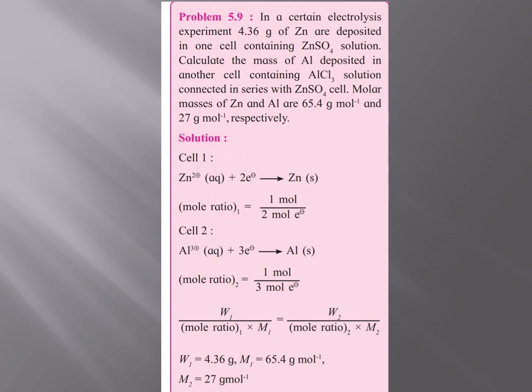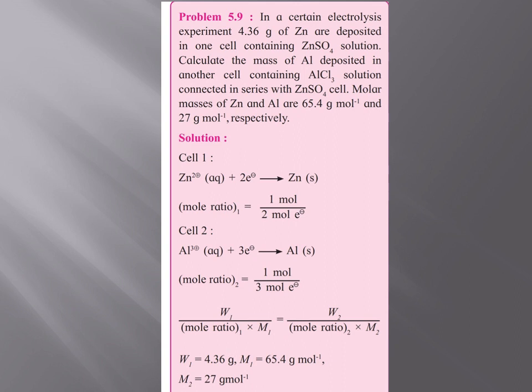So I am reading the numerical. In a certain electrolysis experiment, 4.36 grams of zinc are deposited in one cell containing ZnSO4 solution. So students, over here the electrolyte is ZnSO4 and Zn is being deposited in its cell. Calculate the mass of Al deposited in another cell containing AlCl3 solution connected in series with the ZnSO4 cell.